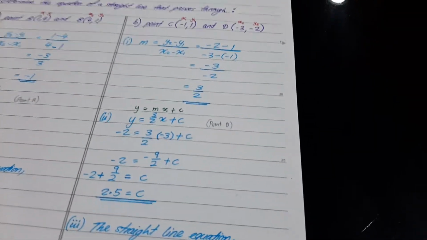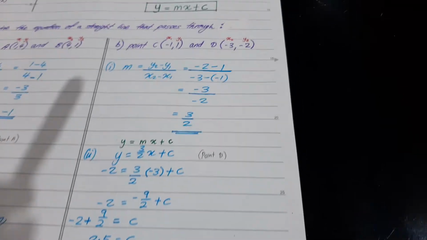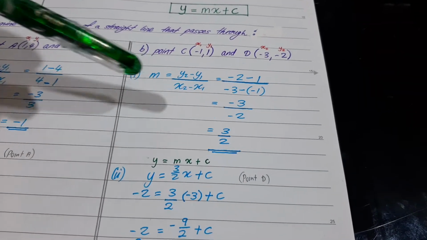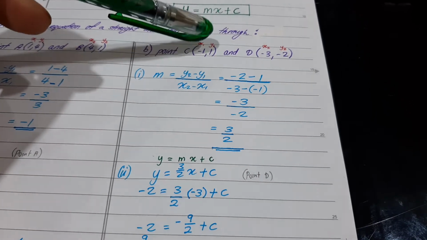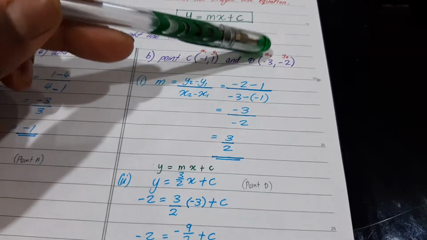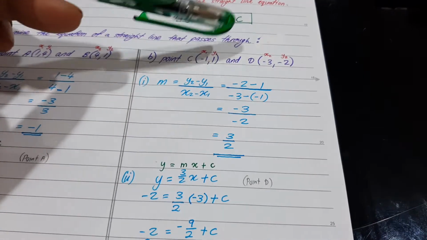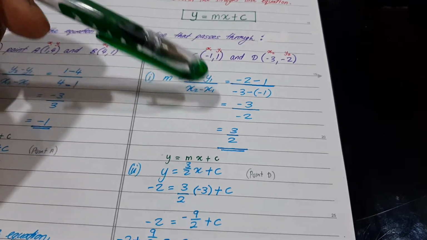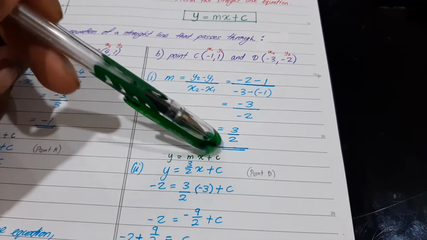Now moving on to the second part, B. First you want to find the gradient. So y2 minus y1 over x2 minus x1. I label it x1, y1, x2, y2. So you take negative 2 minus 1 over negative 3 minus negative 1, and you will get your gradient, 3 over 2.